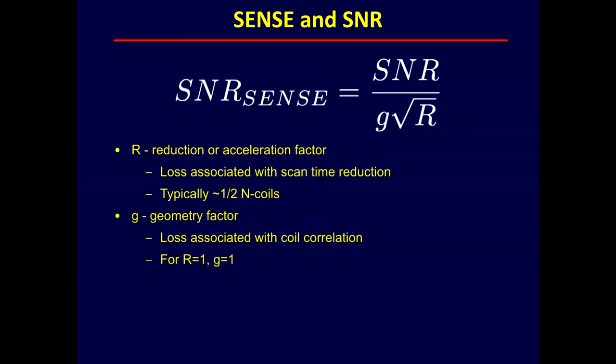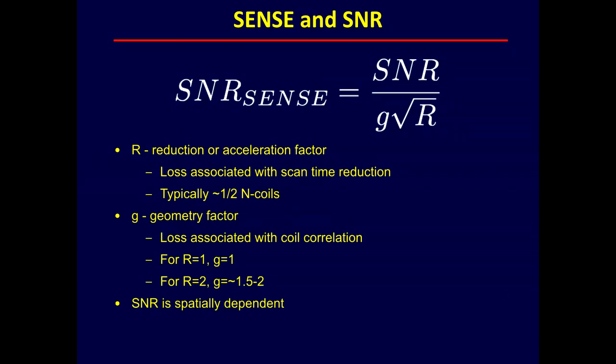For a simple case, for R equal to 1, meaning there's no acceleration, G naturally is 1. For an application where R is equal to 2, it's common to see a G factor in the neighborhood of 1.5, sometimes a little bit less when you develop better coils.